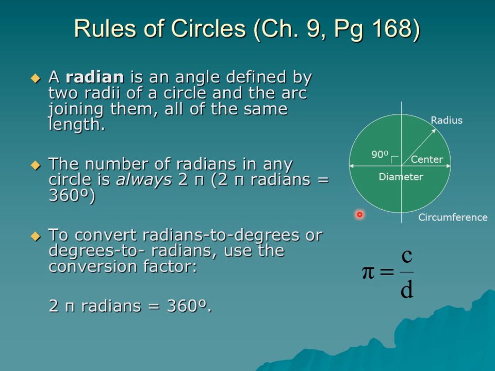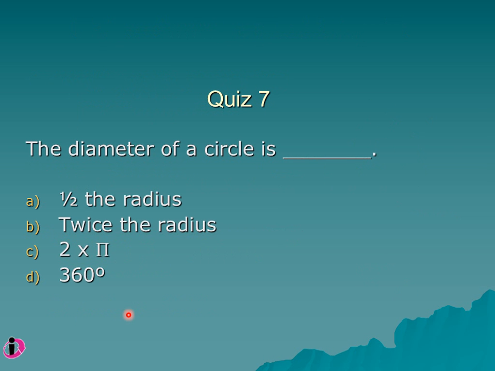We can use this as a conversion factor. Remember, in one chapter we talked about the conversion factor, where we can convert between units. Similarly, we can always convert between degrees and radians using this formula. Okay, let's try some quiz questions again.